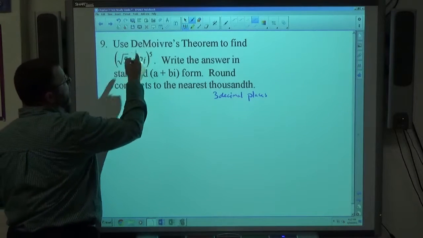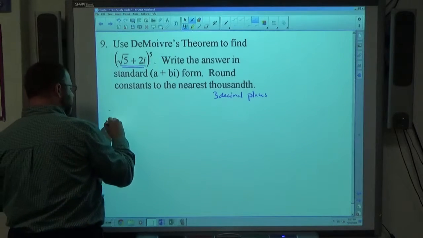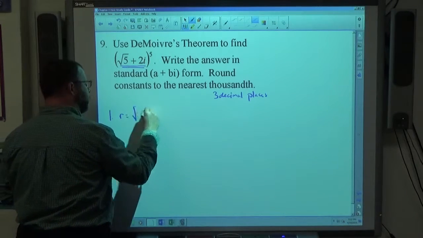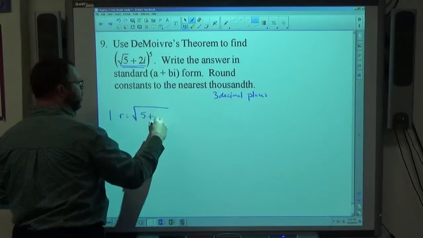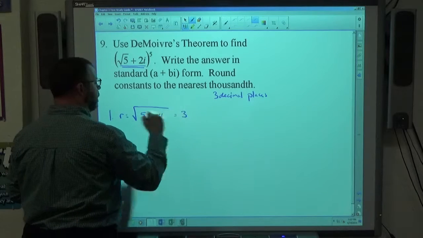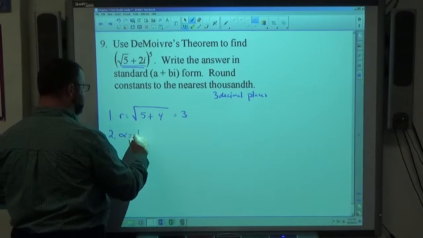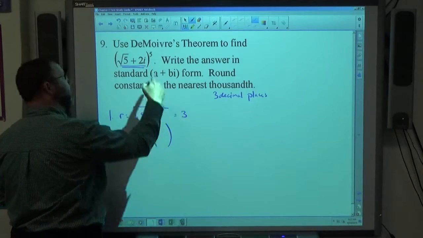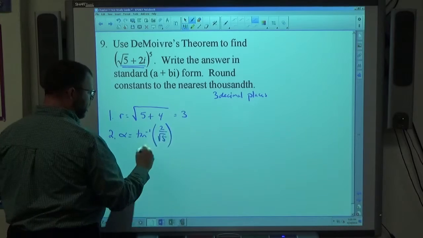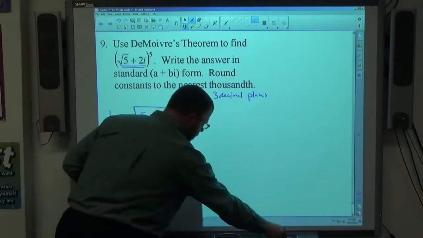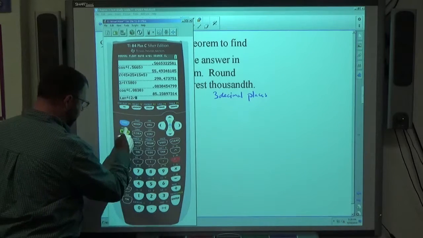If I'm going to use De Moivre's theorem, I first have to change standard form to trigonometric form. So step 1, r is going to equal the square root of 5 squared, which is 5, plus 2 squared, which is 4. Square root of 9 is 3. Step 2, alpha is going to be the inverse tangent of the imaginary part 2 over the square root of 5, the real part. This is not on our formula sheet, so I'll probably have to use a calculator.